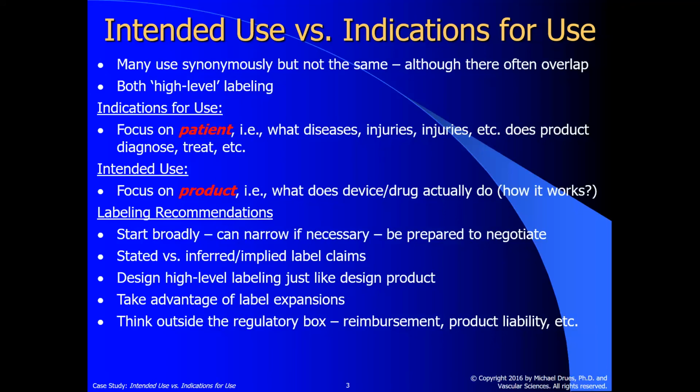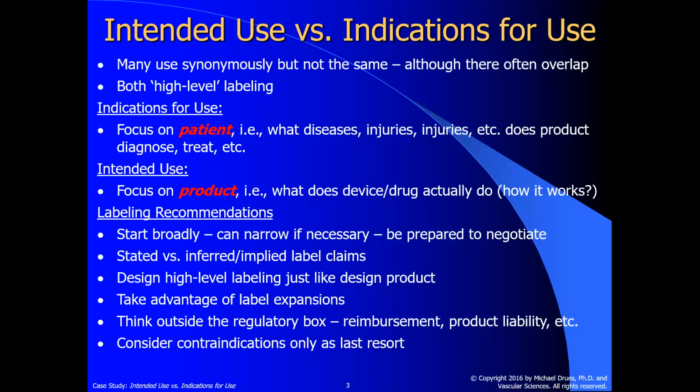I have seen so many times where companies are penny wise and pound foolish. In other words, they craft their label only with the FDA in mind, only to learn later at a very high price, I might add, that they've really shot themselves in the foot in terms of reimbursement. So we need to design these labels to optimize not just our regulatory strategy, but reimbursement and product liability and so on.